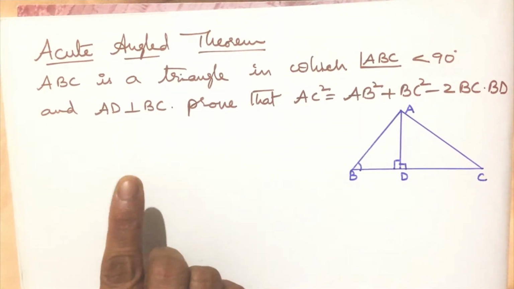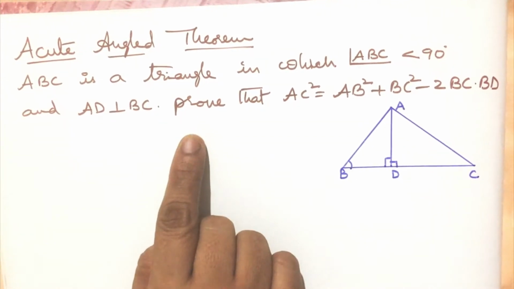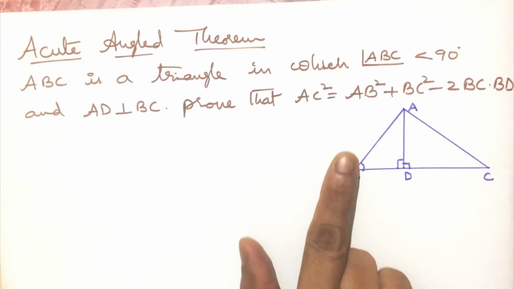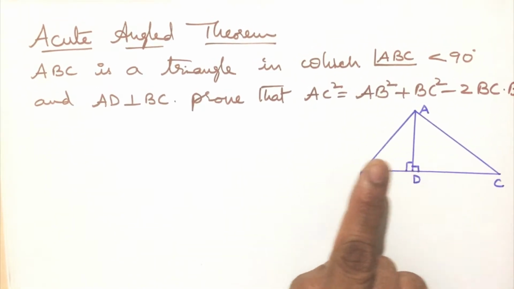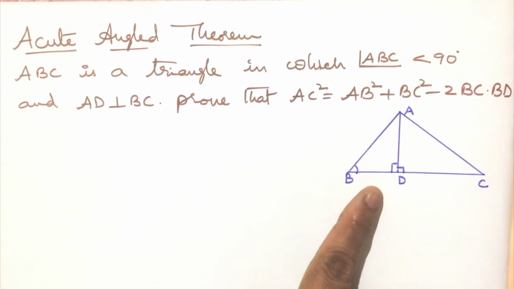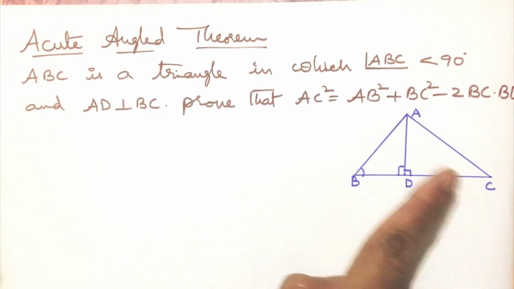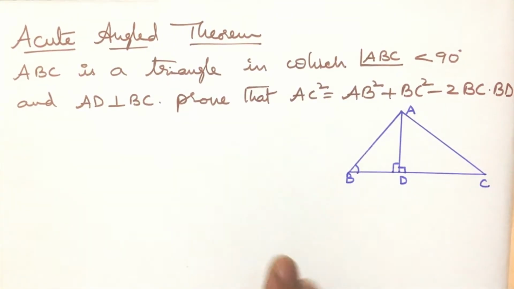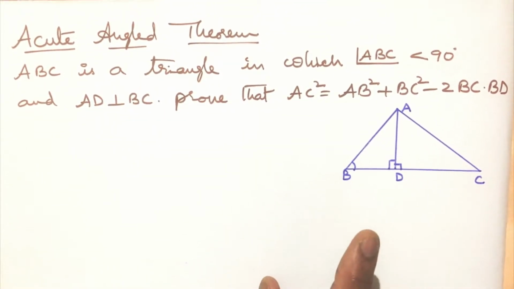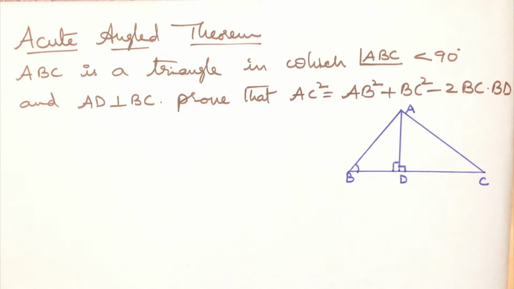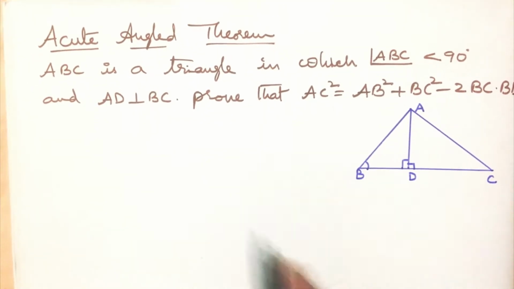Let us prove the acute angle theorem, which states that if ABC is a triangle in which angle ABC is less than 90 degrees, meaning one of the angles in it is an acute angle, and AD is perpendicular to BC, then we have to prove that AC square is equal to AB square plus BC square minus 2 BC into BD. Let us see how it comes.